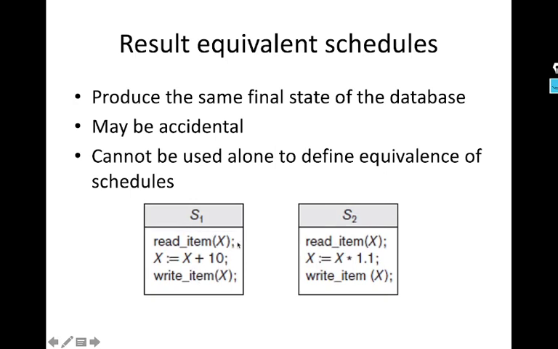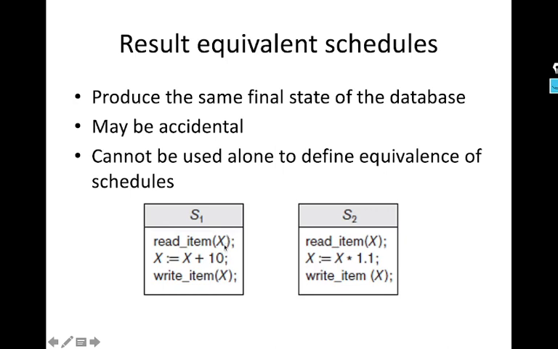Let the initial value of x be 100 here. So we are doing 100 plus 10, it will be 110, and we are writing it into the memory, we will get 110. And we have another schedule which has a different set of operations. We are reading 100 again here, 100 into 1.1, it is again 110, and we are writing x. So it will be 110. But we cannot say S1 and S2 are equivalent, even though the result is the same, because the operations are different. So that is why we say it may be accidental.